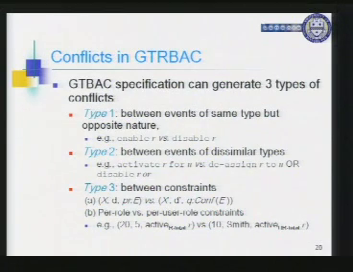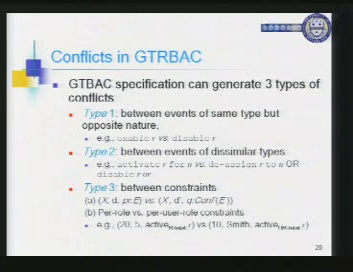And we have categorized three types of conflicts in GTRBAC. Type 1 is essentially between events of the same type but of opposing nature. So enable R and disable R are events trying to address the same issue, but they have different opposing effects. So if they both occur at the same time, we basically use priority to resolve.